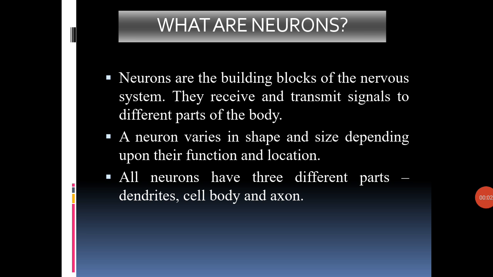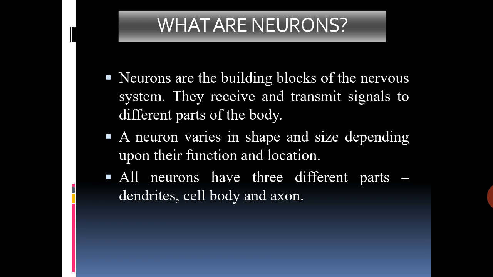So what are neurons? Neurons, also known as nerve cells, are the building blocks of the nervous system. They receive and transmit signals to different parts of the body. They are found in the brain, spinal cord, and peripheral nerves, and they are the structural and functional unit of the nervous system. A neuron varies in shape and size depending upon its location and function.